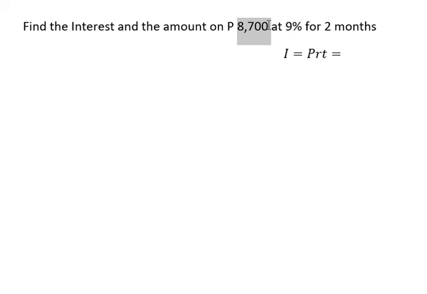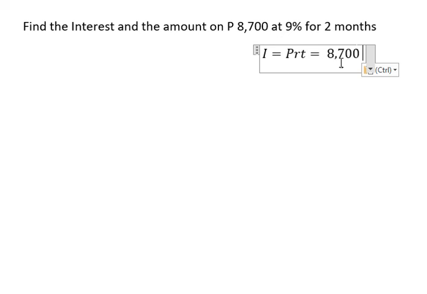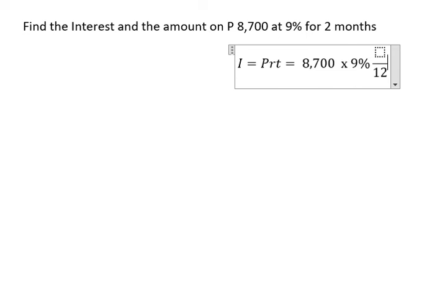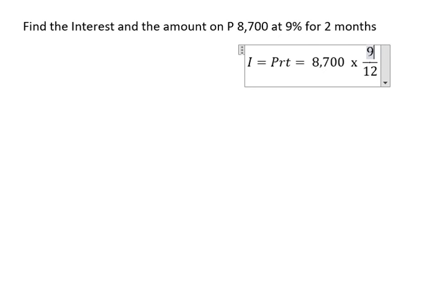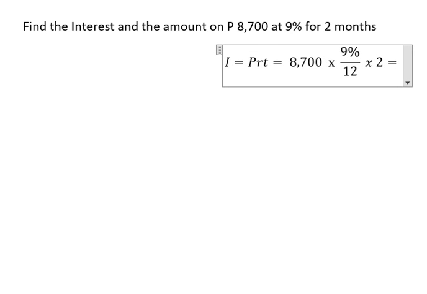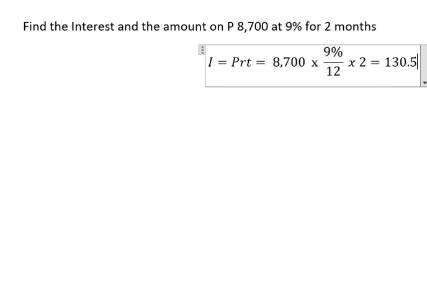So we have this number for the principal. We put this one on here. Multiply by 9%. Divide by 12. Then we multiply by number 2. So we can find the total interest in here. That's about 130.5.